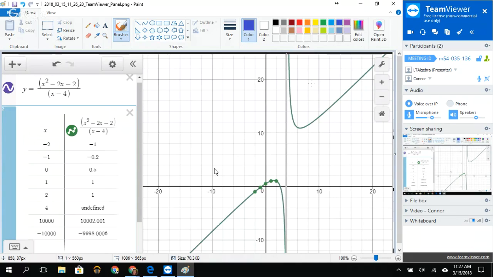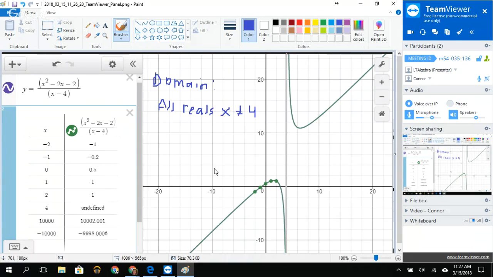So that's good. So the domain is all reals except x, that's not an x, that looks like a k, x cannot equal 4. Okay, so domain is pretty easy.